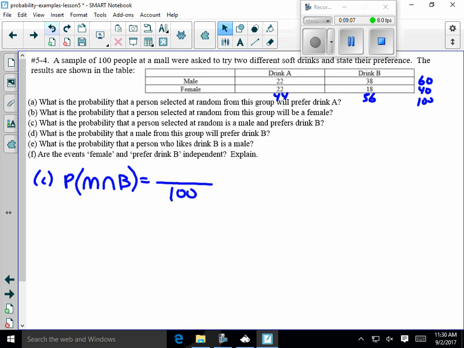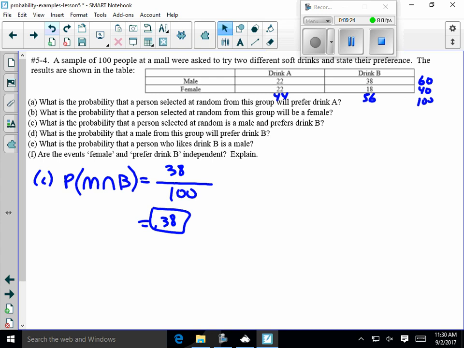Okay, so it would be 38 out of 100, right? Or 0.38. So you can think of it as considering all the people in the table, and then the specific case of male and B. Or if you prefer, you could use the AND formula.